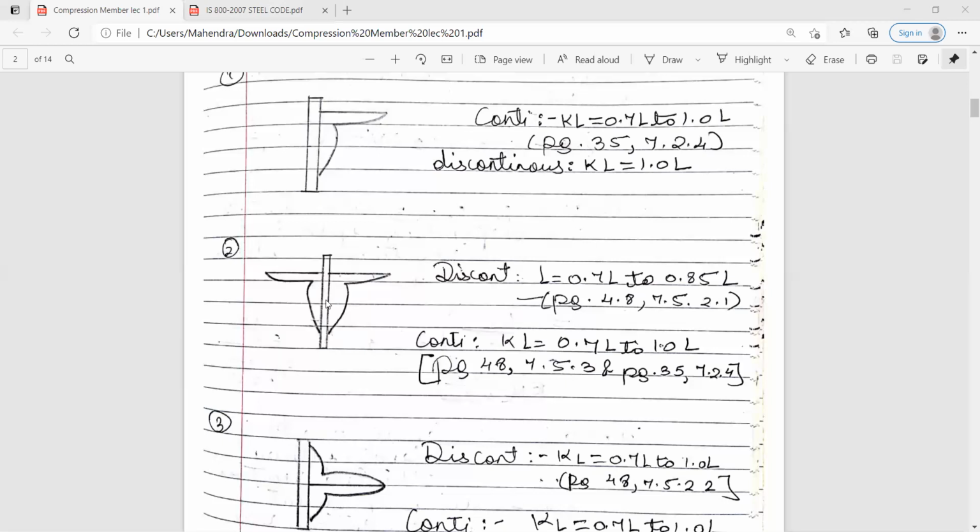Then again, if this type of member is there and you want to calculate the compressive strength of this kind of member, if it is discontinuous, then the value of KL will be 0.7L to 0.85L. L is nothing but the effective length. Again you take that value from page number 48, clause 7.5.2.1. I will show you in the IS code, page number 48.